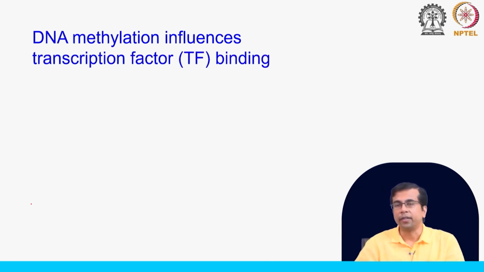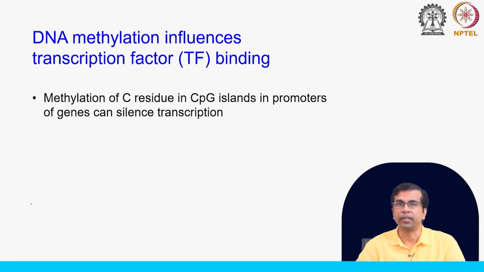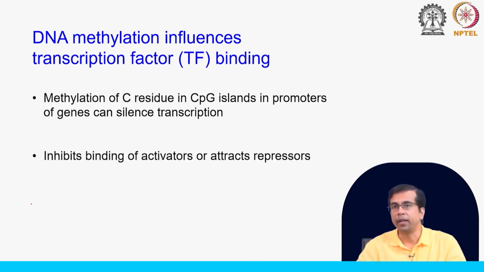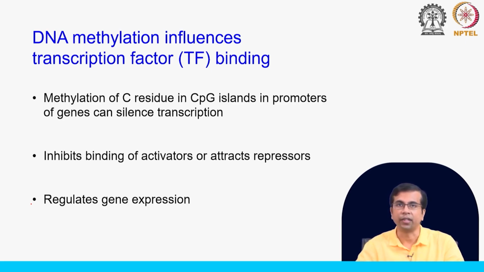Now, why are we interested in detecting these DNA methylation patterns? One thing we have learned is that these methylations are important for influencing gene expression. For example, methylation of C residues in CpG islands in promoters of genes can silence transcription. This has been observed for a long time, and what we know is that this methylation inhibits binding of activators that induce gene expression, or it attracts repressors that block this expression. So, DNA methylation is intricately linked with gene expression. They are controlling gene expression.